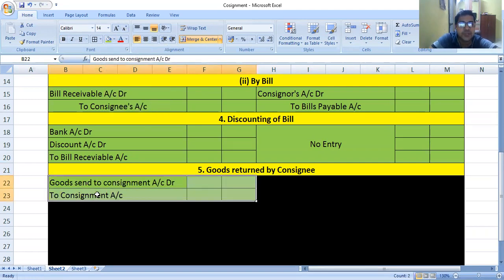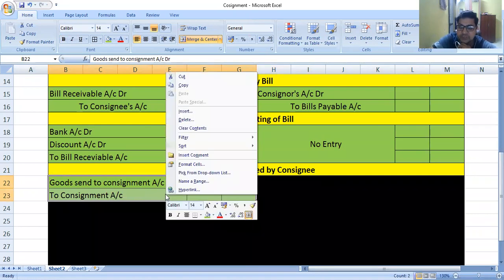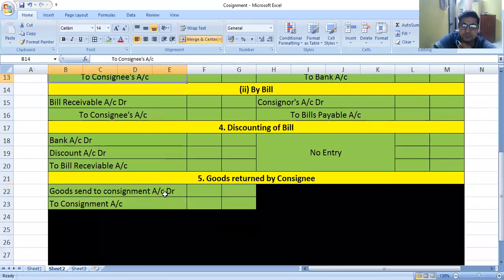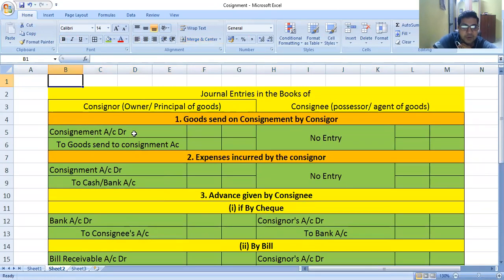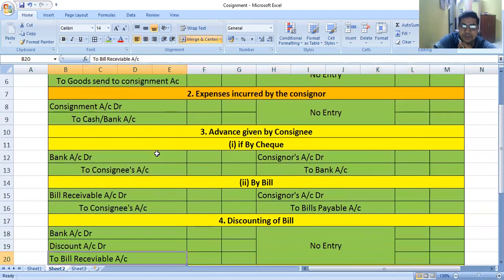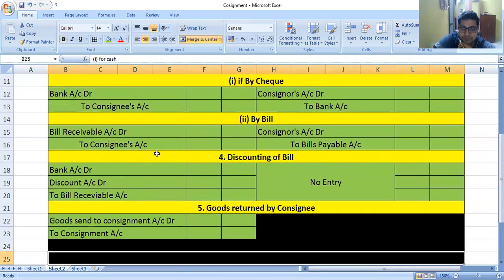That is, goods sent to consignment account debit to consignment account. If you see the sent entry, consignment account debit to goods sent to consignment account. And what about the return entry? It is opposite. That is, goods sent to consignment account debit to consignment account.